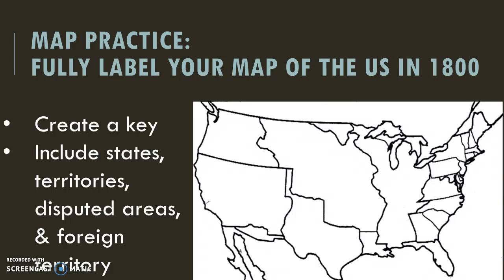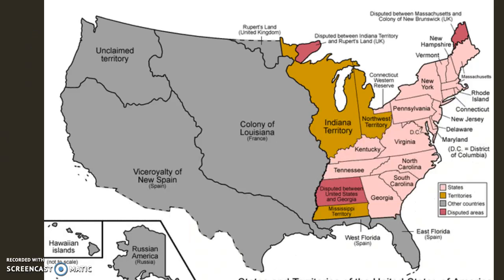Now, if you are not in class, make sure that you see me and get a copy of this map, a map of the United States in 1800. Obviously, a lot of boundary lines look very different. It is so important that you understand these territories, what they're called, what the various interests in them were, which countries had influence over them. So please make sure you see me to get a copy of this map.